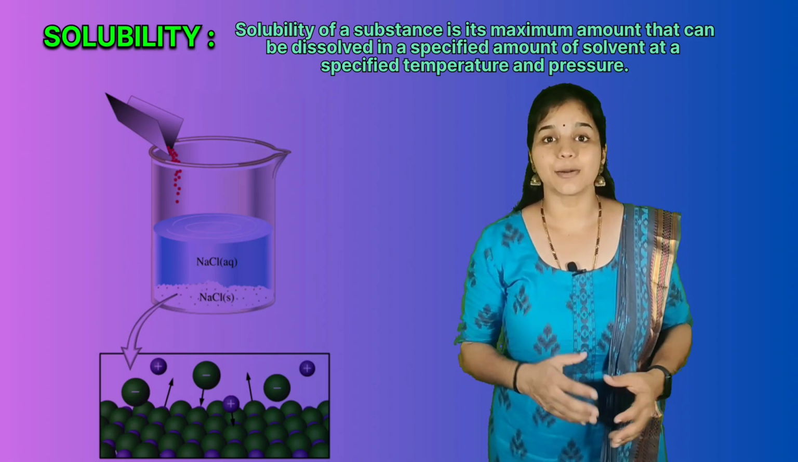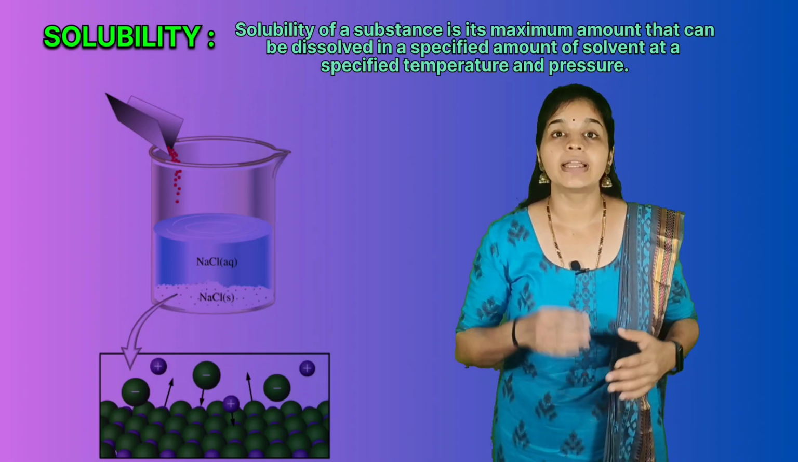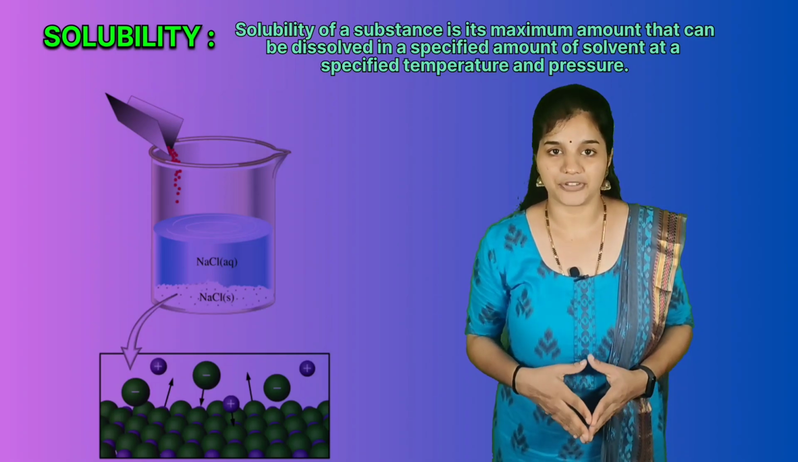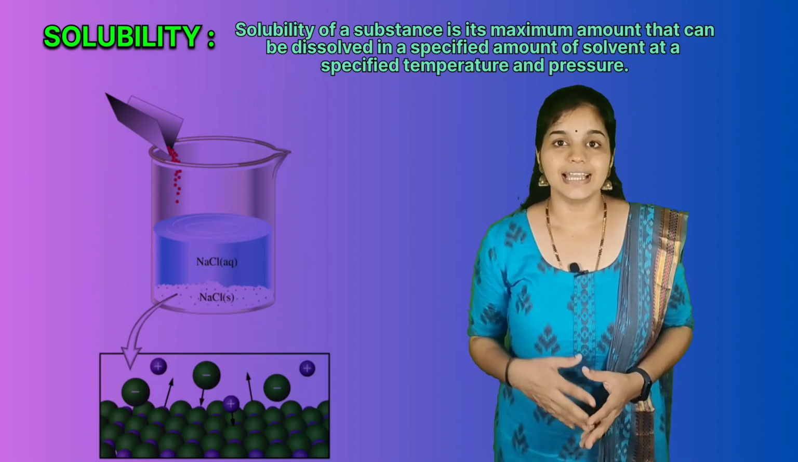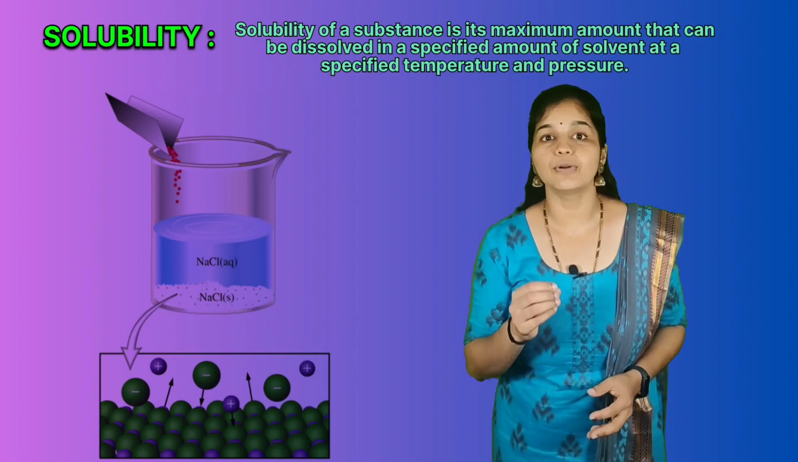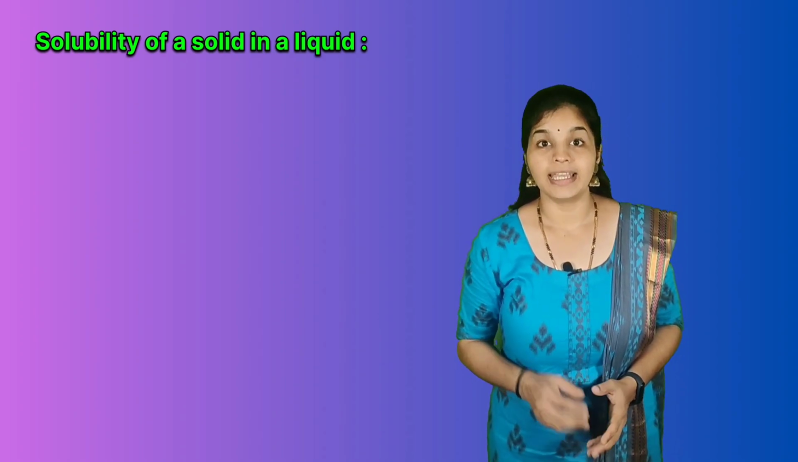Solubility depends upon the nature of solute and solvent. It also depends on temperature as well as pressure. Let us see how temperature and pressure affect solution of a solid or a gas in liquid. Firstly, we shall consider the solubility of a solid in a liquid.